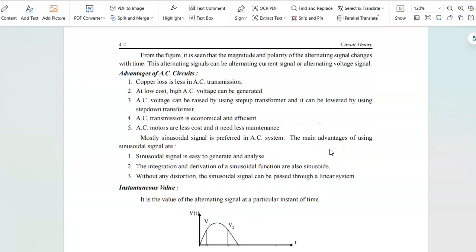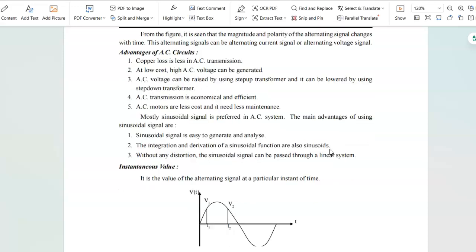So mostly sinusoidal signal is preferred in AC systems. The main advantage of using sinusoidal signal is that it is easy to generate and analyze. Instead of using triangular or sawtooth waveforms, we mostly prefer sinusoidal only because of its easy analysis. The integration and derivative of sinusoidal functions are also sinusoids. Without any distortion, the sinusoidal signal can be passed through a linear system.